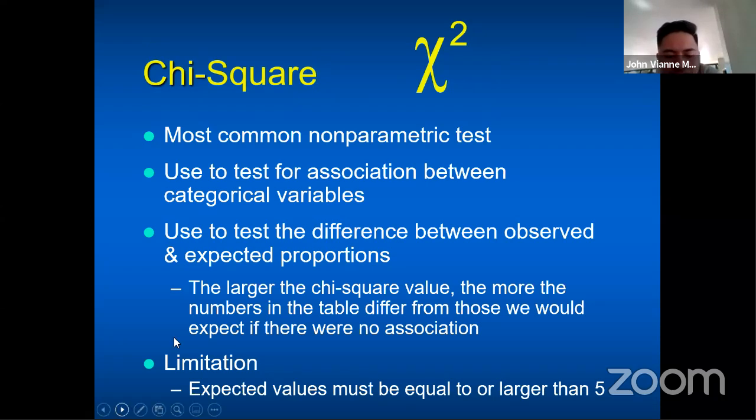So the limitation of chi-square is that expected values must be equal to or larger than 5. Kasi kapag napakamaliit ng values na kinakapture natin, of course, our chi-square test will fail.